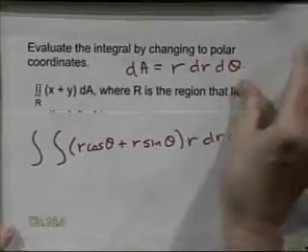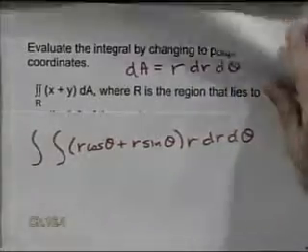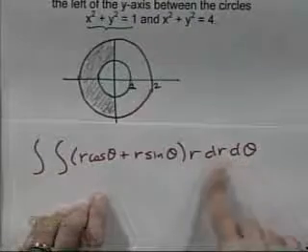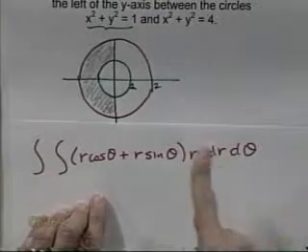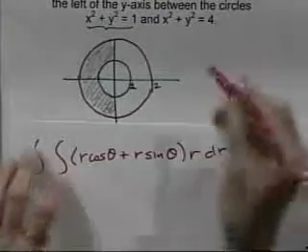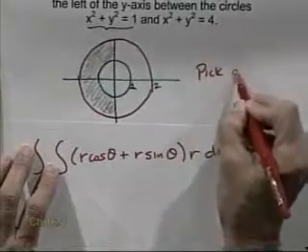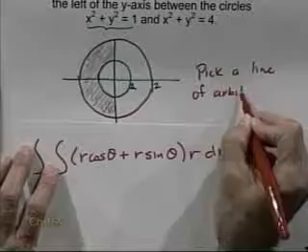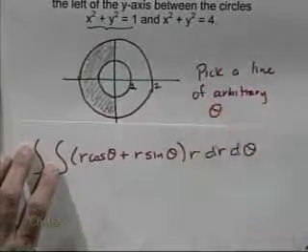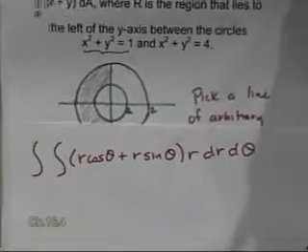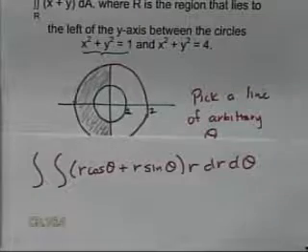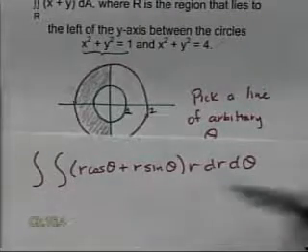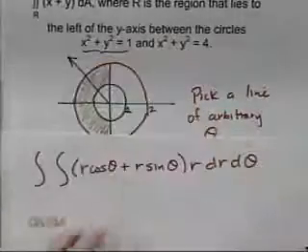Okay, now I have to figure out my limits of integration. All right, I'm going to look at my region here. If I'm integrating with respect to r first, tell yourself, pick a line of arbitrary theta. Arbitrary theta is like, I think of it as a spoke on a bicycle. It's going to be coming out like that. That's an arbitrary theta.